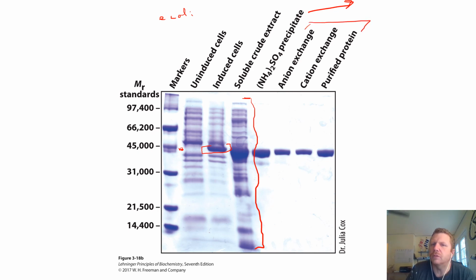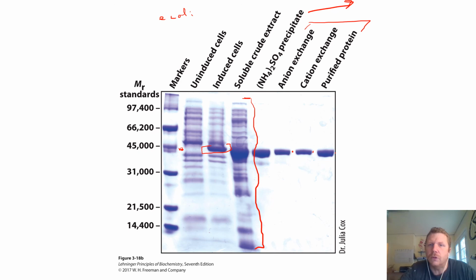When you separate this protein with an anion exchange or a cation exchange, what you're able to do is actually collect that protein. So since this protein was able to adhere to an anion exchange column and a cation exchange column, does that tell you that that protein is positively or negatively charged?